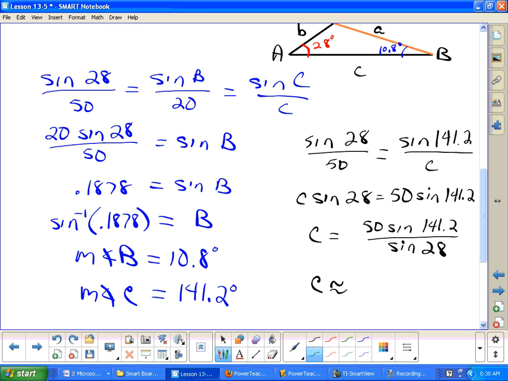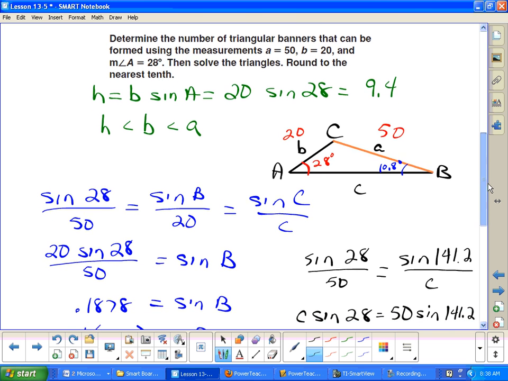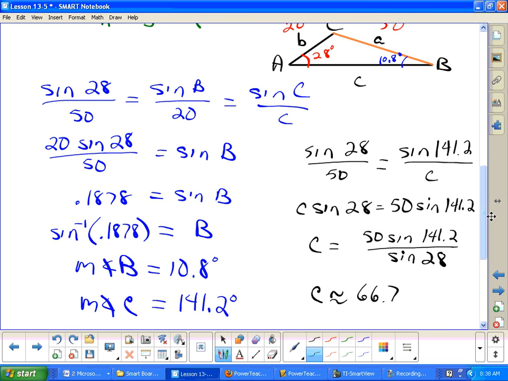So what's side C? 66.7. You got agreement with that, Lauren? Okay. And let's see, what does it say? All right, units. Now it makes sense that that should be a lot longer, doesn't it? Because we have a 141 degree angle compared to 28 and 10 degree angles. So side C should be quite a bit longer than the other two.